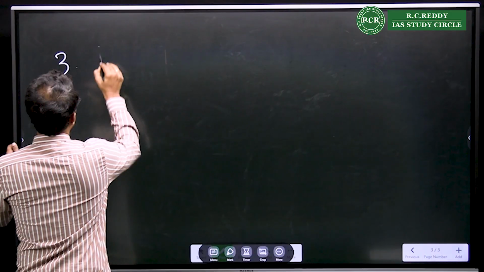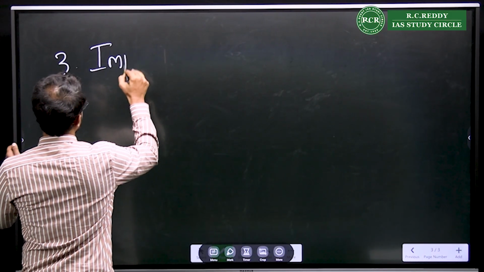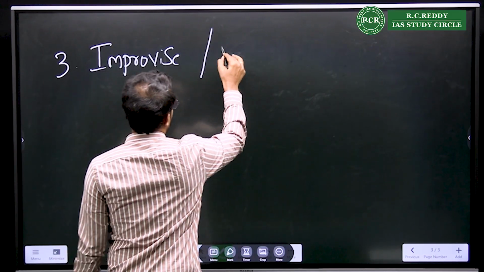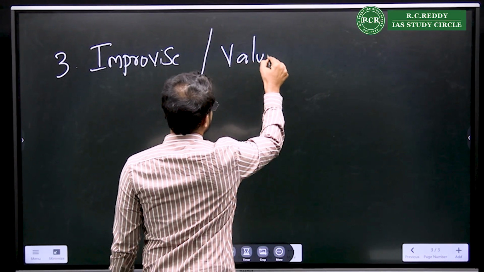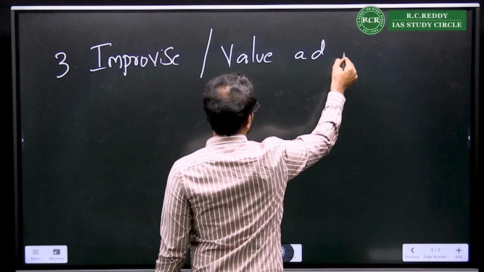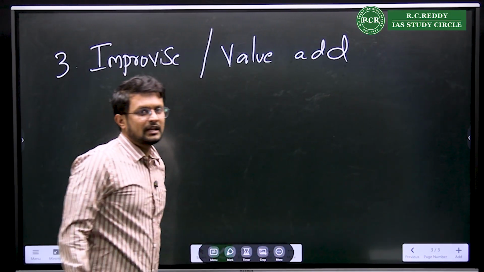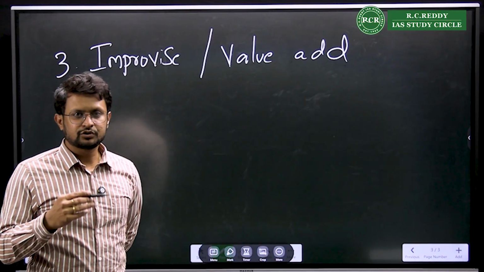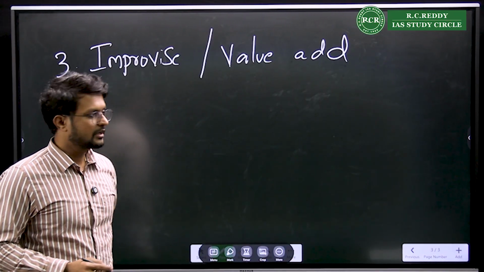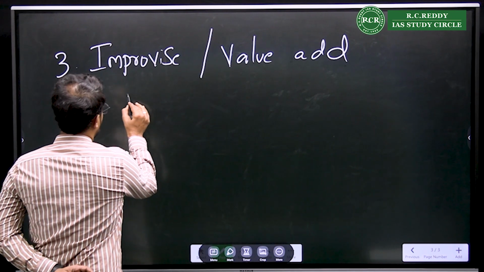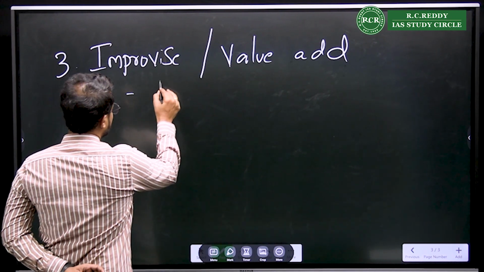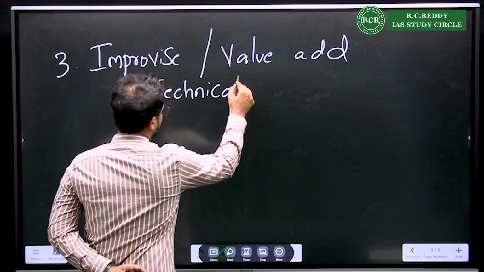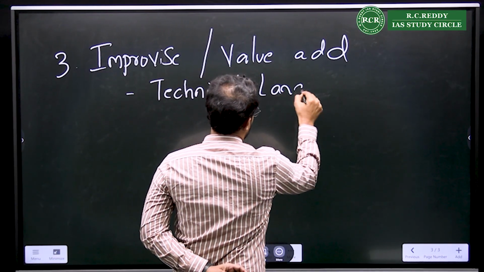Next, you improvise or value add the content, right? In political science, this happens through some mechanisms. One of the first and important mechanisms is by using the technical language that political science has.